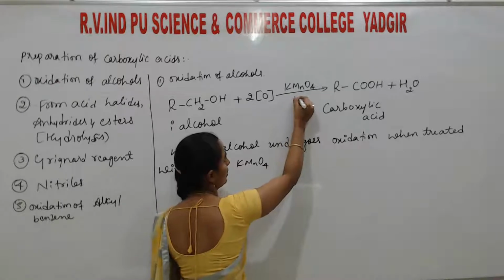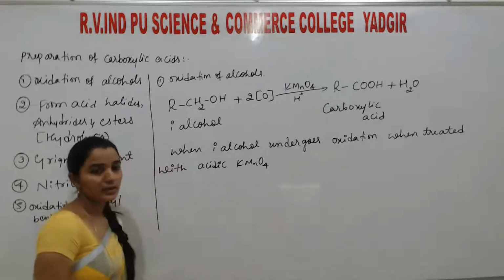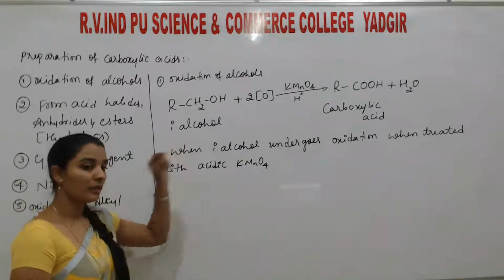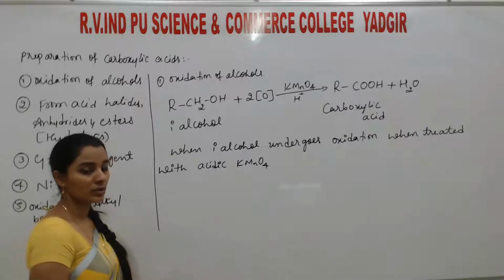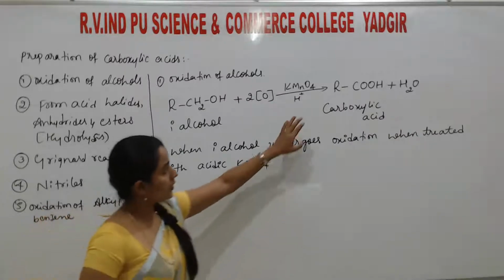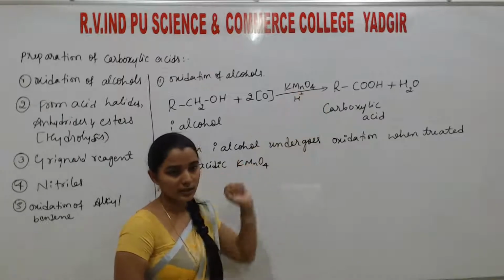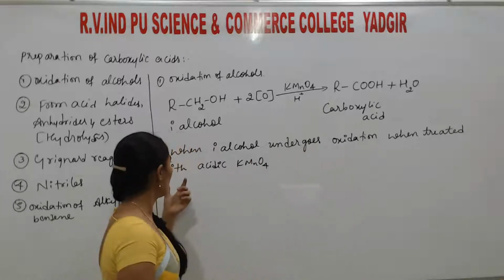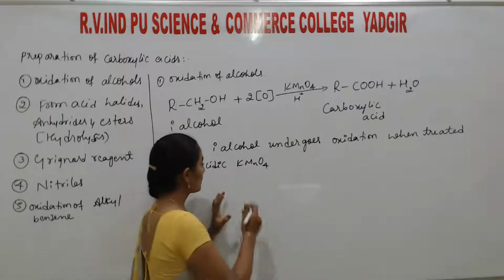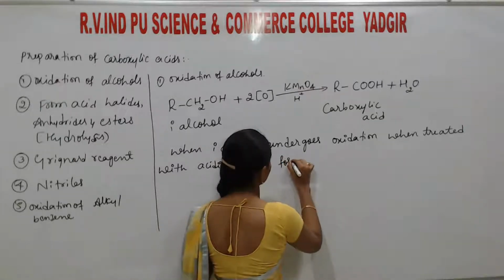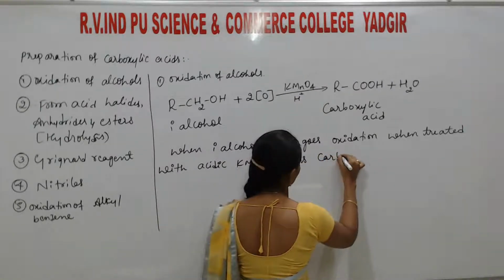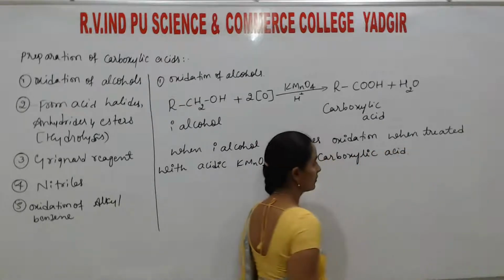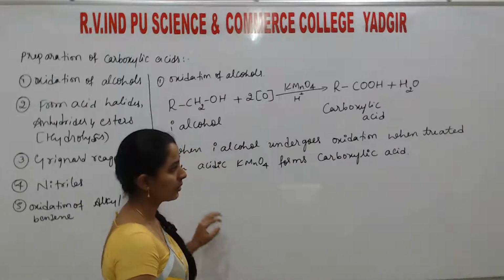Remember here, this must be an acid. KMnO4 must be in the acidic medium, because in the acidic medium it changes its oxidation state, in the basic medium it changes to a different oxidation state, and it requires the change in state. In acidic medium it oxidizes. So when primary alcohol undergoes oxidation when treated with acidic KMnO4, it forms carboxylic acid. This is the reaction.